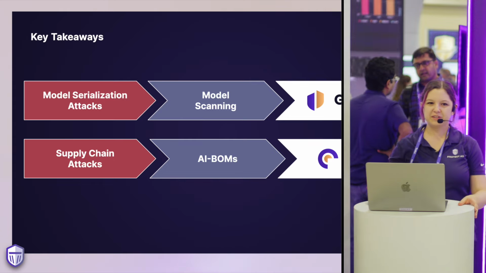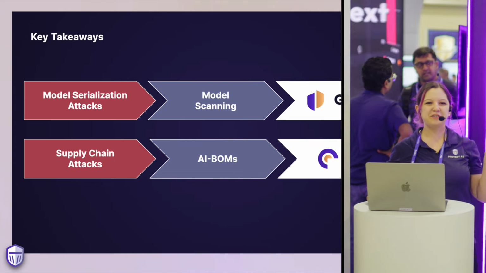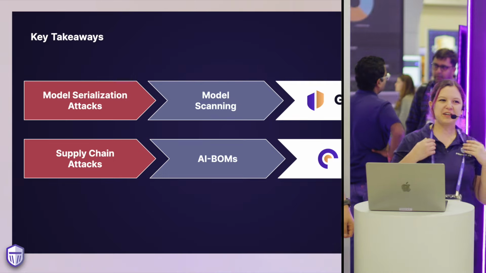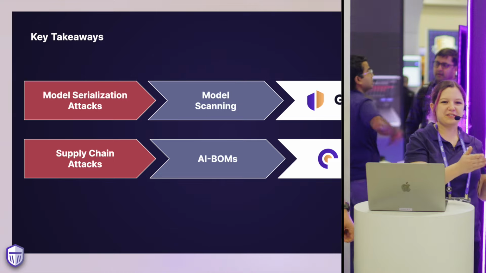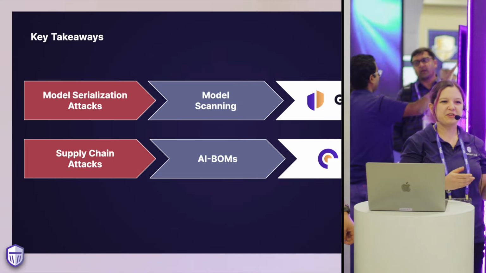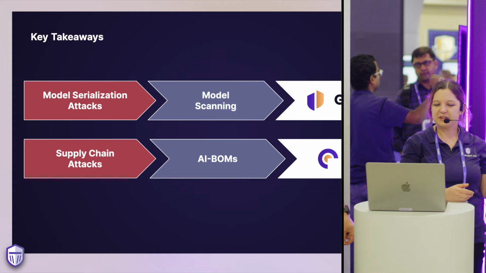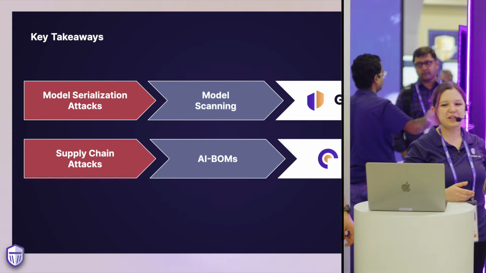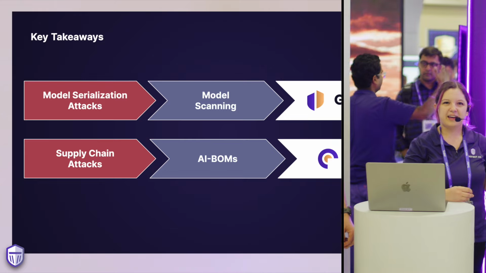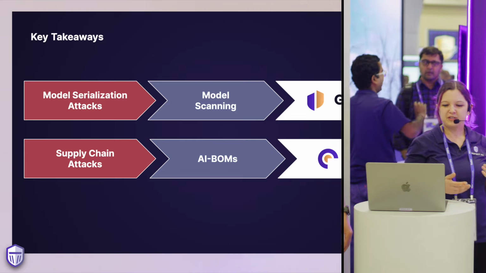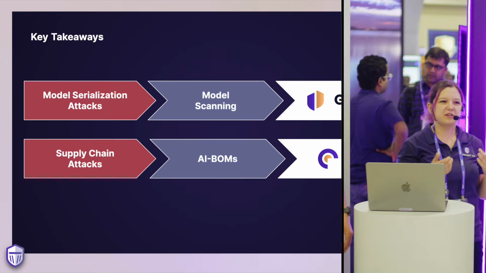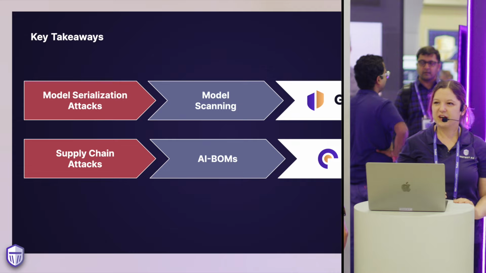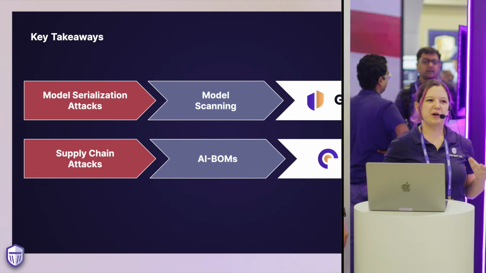So yeah, some key takeaways, the TLDR of the presentation. If you're looking at the kind of attack fronts that you need to be worried about, model serialization attacks is a big one. Model scanning is the answer for that, and our solution personally is Guardian. And on the more generalized front of the supply chain attacks that can come through the dependencies and data sets, AI BOMs are the solution to that. And our tool to help with that is Radar.